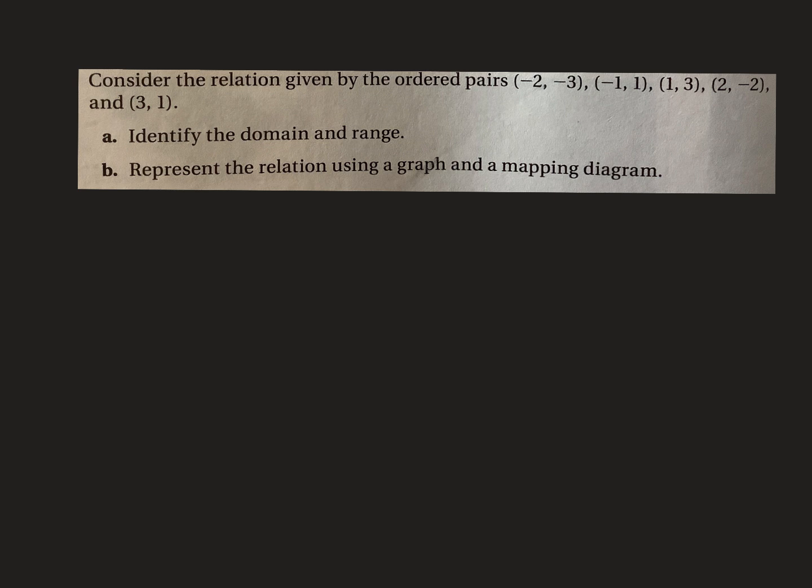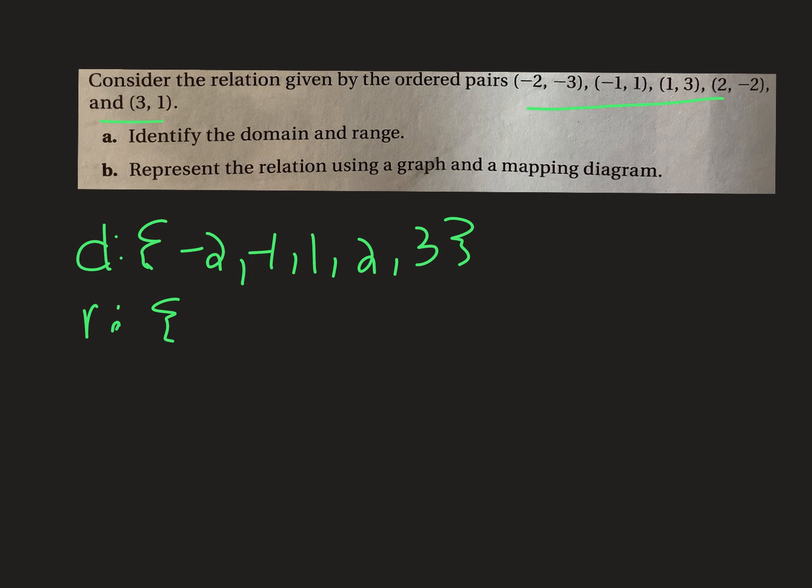Considering a relation given by these set of ordered pairs, it says identify the domain and the range. Well, the domain is just the x's. So the domain is going to be -2, -1, 1, 2, 3, because those are the x coordinates. The range is going to be the y's, the y coordinates: -3, 1, 3, -2, 1. Those are all the y coordinates.